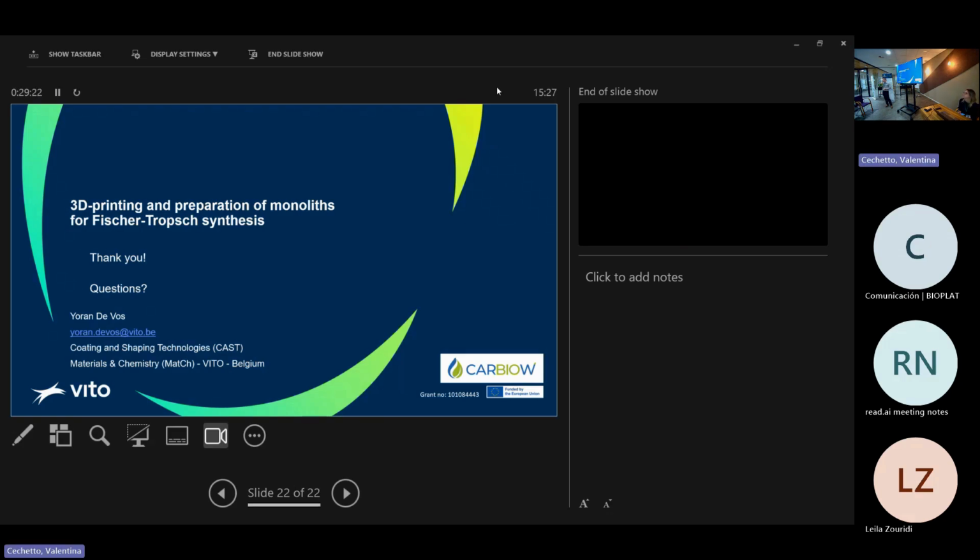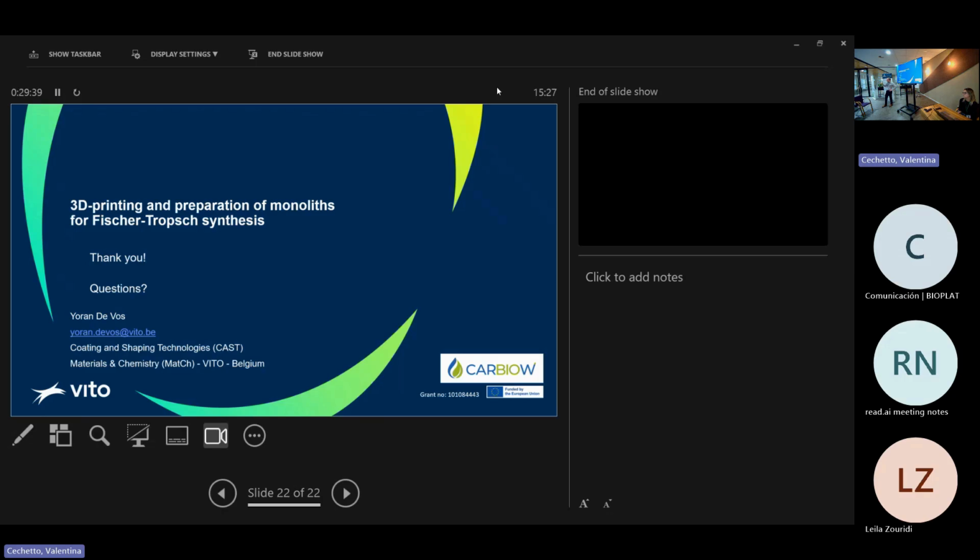And when you go to some other, let's say more fragile samples like MOFs, how does it work? Can you still build a monolith out of it? Yes, sure. But then you have to select a binder which is suitable for the application.